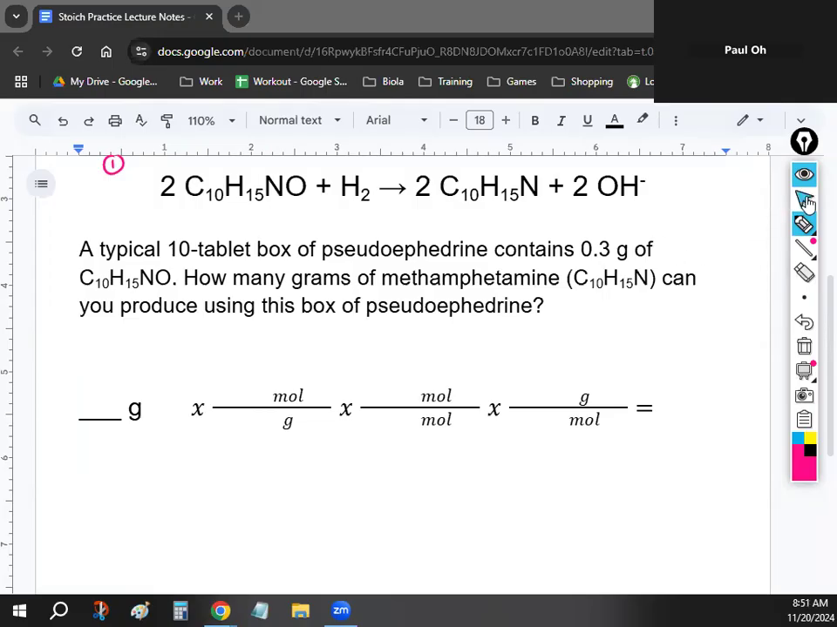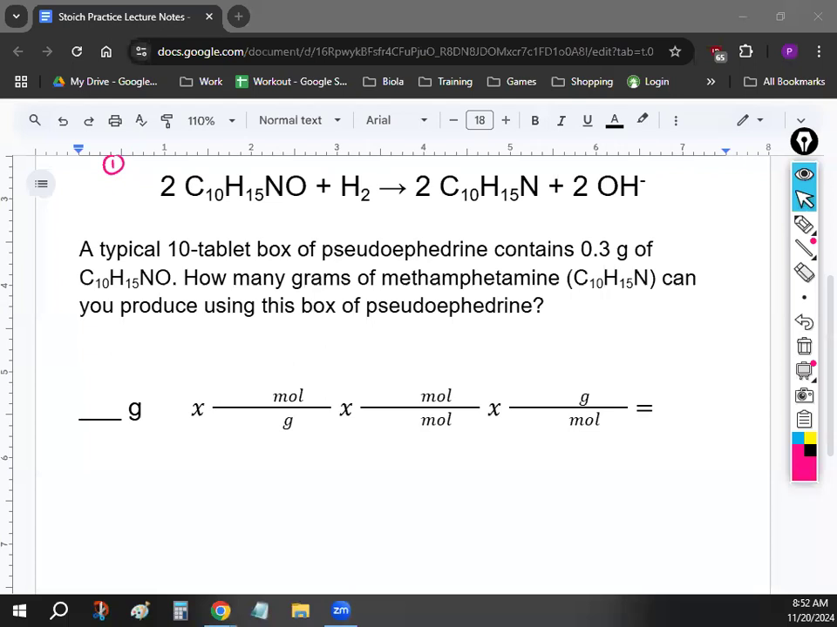So I want you guys to take a second to read the problem on your own. And I want you guys to just make a note. Which one do you think is the starting chemical? And which one do you think the ending chemical is? So what are you starting with? And what are you trying to find? So take about maybe 30 seconds to do that. And then we'll go over that together.